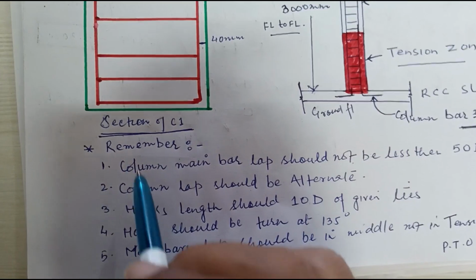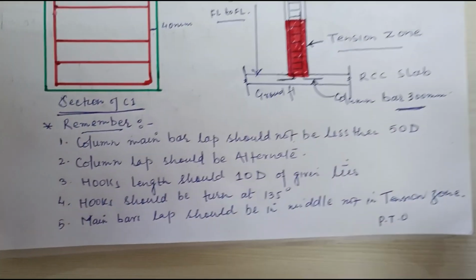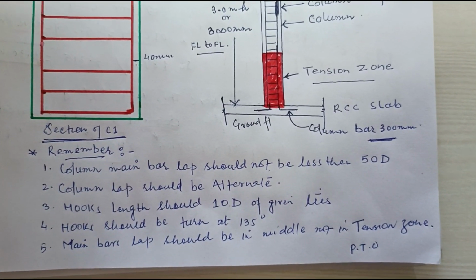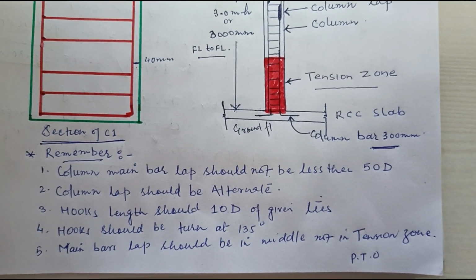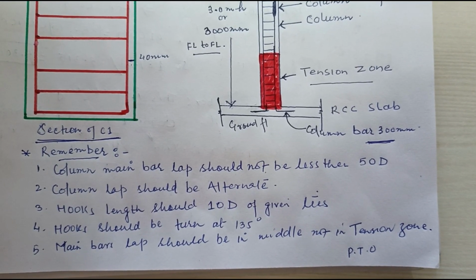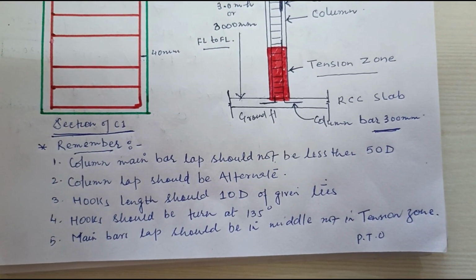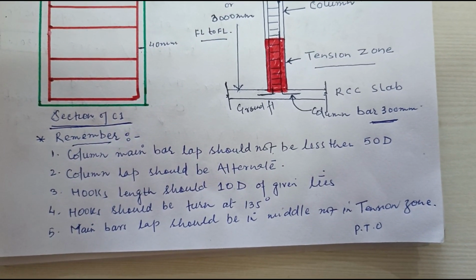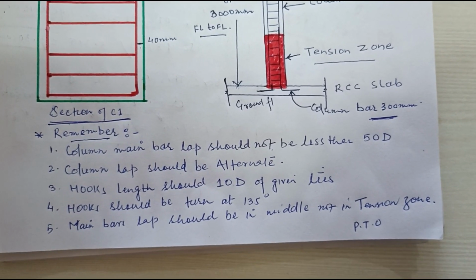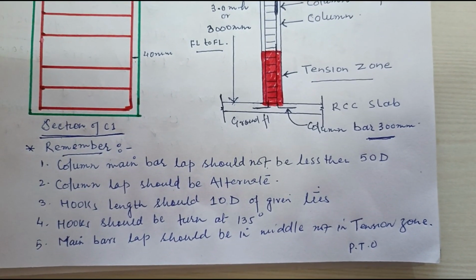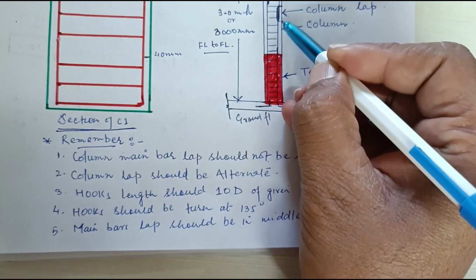Now friends, just keep in mind, these are very important points to understand and carry on at site. Whenever you are working at site, you have to keep these things in memory. It may not be available everywhere in drawings, but you have to keep in mind how to execute the civil activities. Number one is column main bar lap should not be less than 50D, as I have spoken earlier also. This is the lap and it should not be less than 50D.